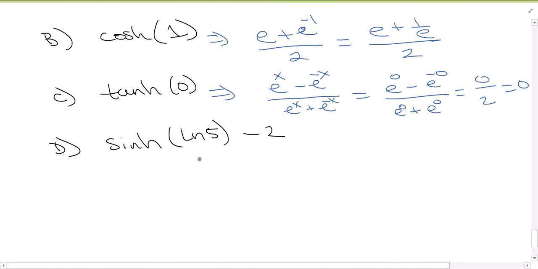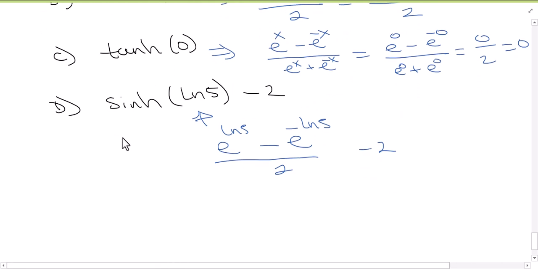And now this one, here x is ln of 5, so you're going to have e to the ln of 5, so that's going to just give you 5, and it's sinh, so minus e to the negative ln of 5, over 2, and then you have minus 2. So in case you get this as the answer for a derivative, then this is how you would evaluate it. So this will be 5 minus, that negative becomes the exponent of 5. So 5 to the negative 1, which is really 1/5, over 2, and then minus 2.